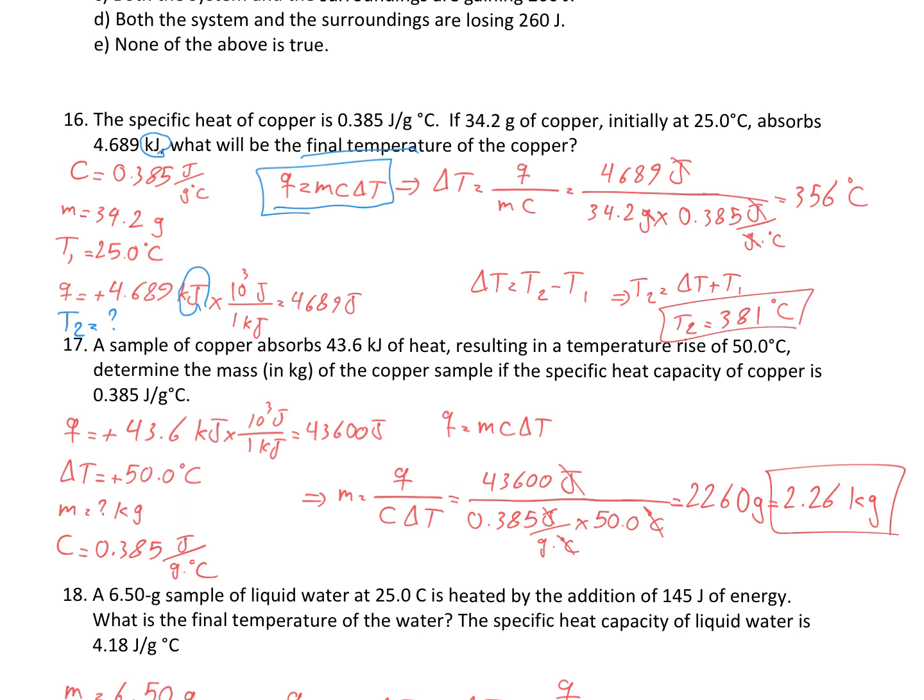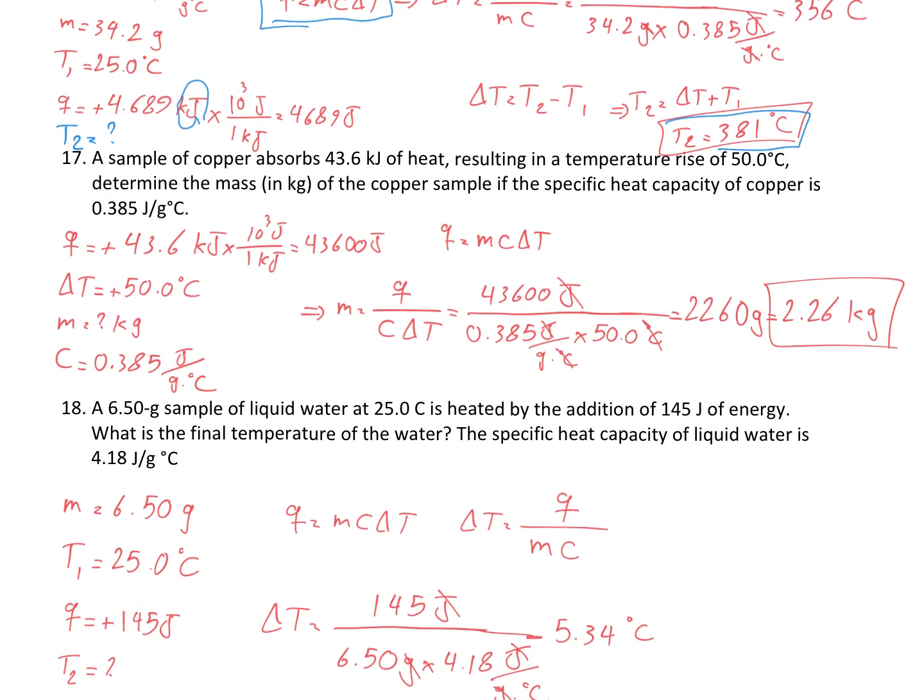So we have to find delta T first. Solving for delta T, delta T equals Q over MC. You put in your numbers and find delta T, and delta T is T2 minus T1. So solving for T2, it's delta T plus T1. So T2 is 381.